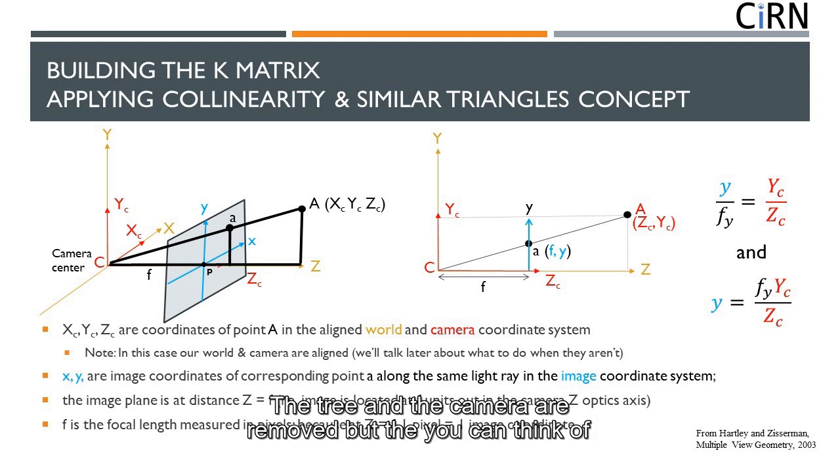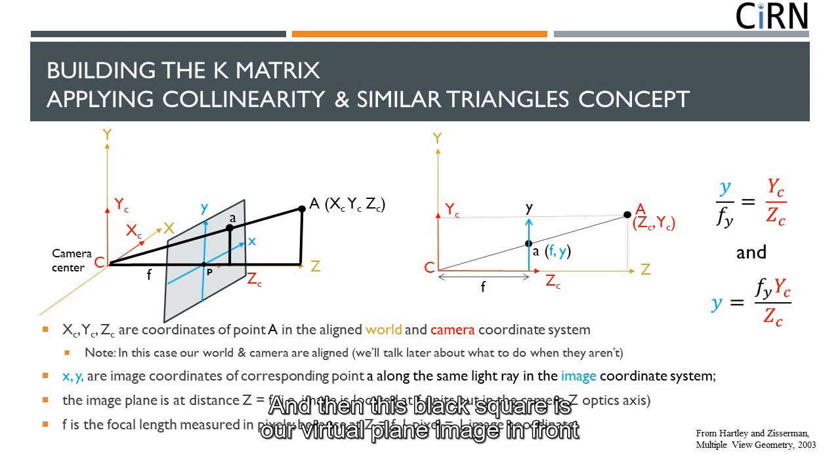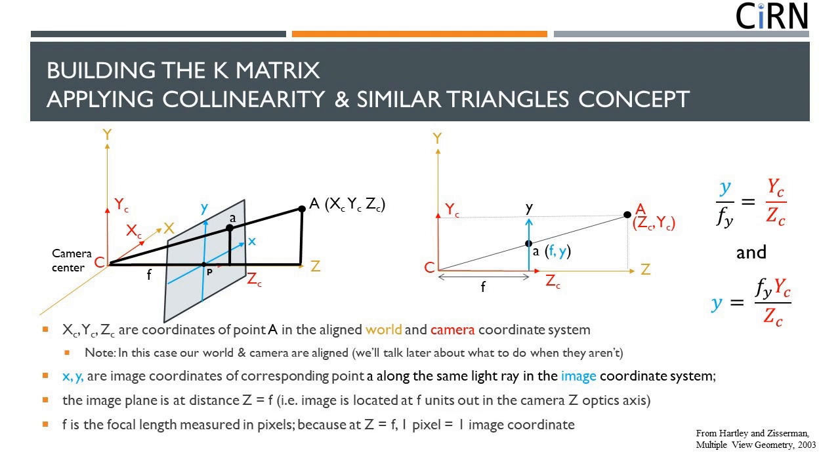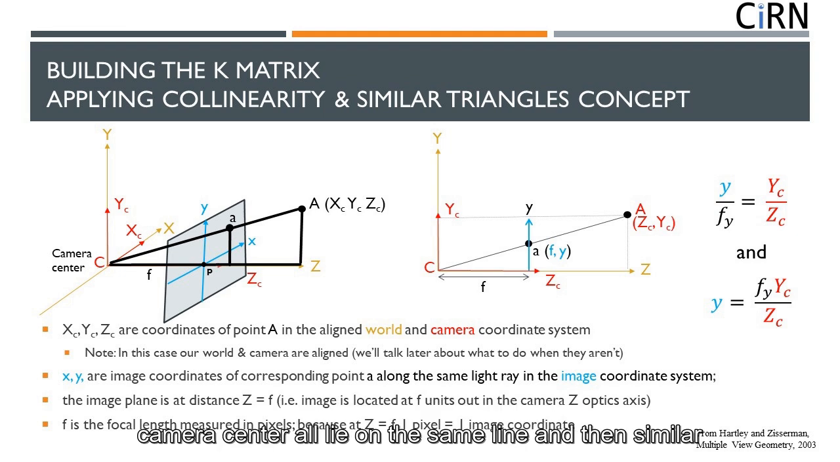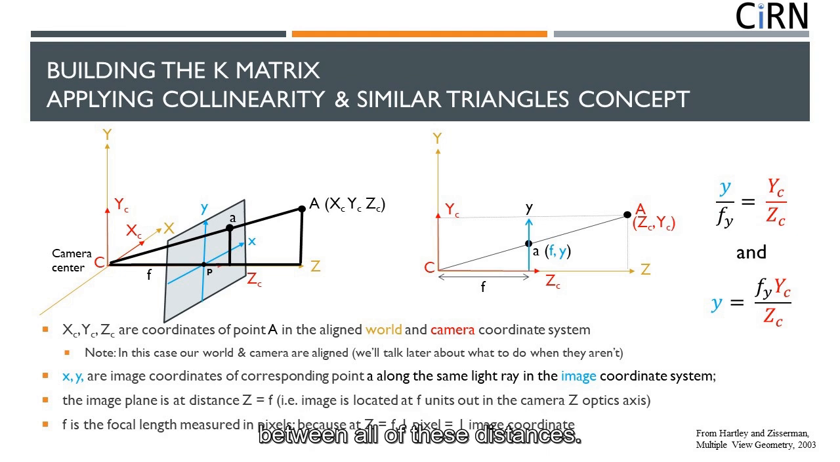All right, so this is taking that tree simple camera model and turning it more into a mathematical model. The tree and the camera are removed, but you can think of A as the point on the top of the tree, C as like the little center pinhole of the camera, and then this black square is our virtual plane image in front of us. And so basically in this plot, we're showing you the principles of collinearity, so that big A, little a, and the camera center all lie on the same line. And then similar triangles in that there are very simple geometric relationships between all of these distances.